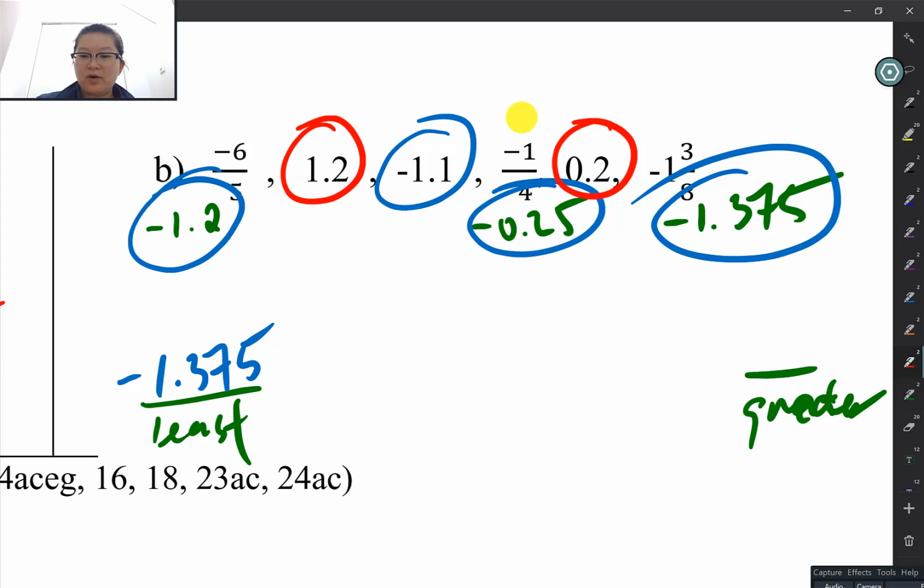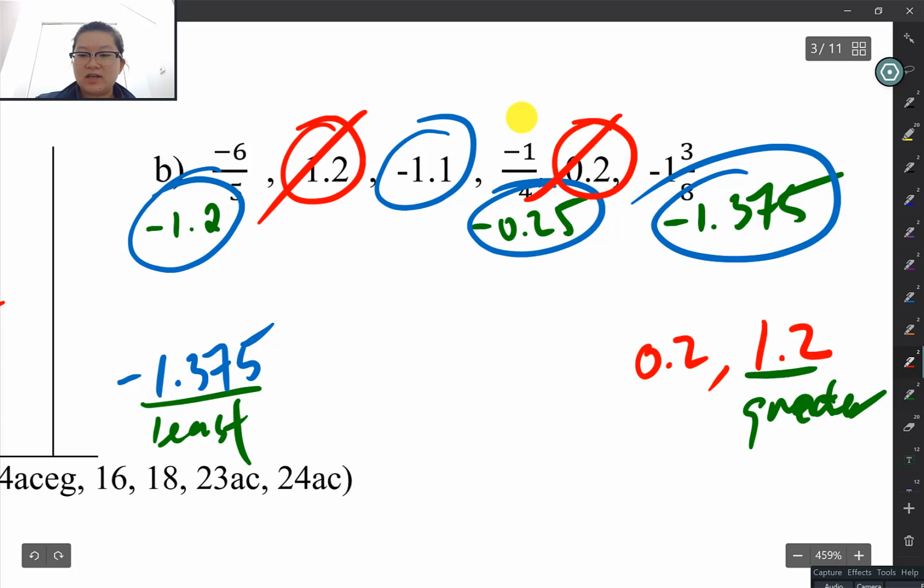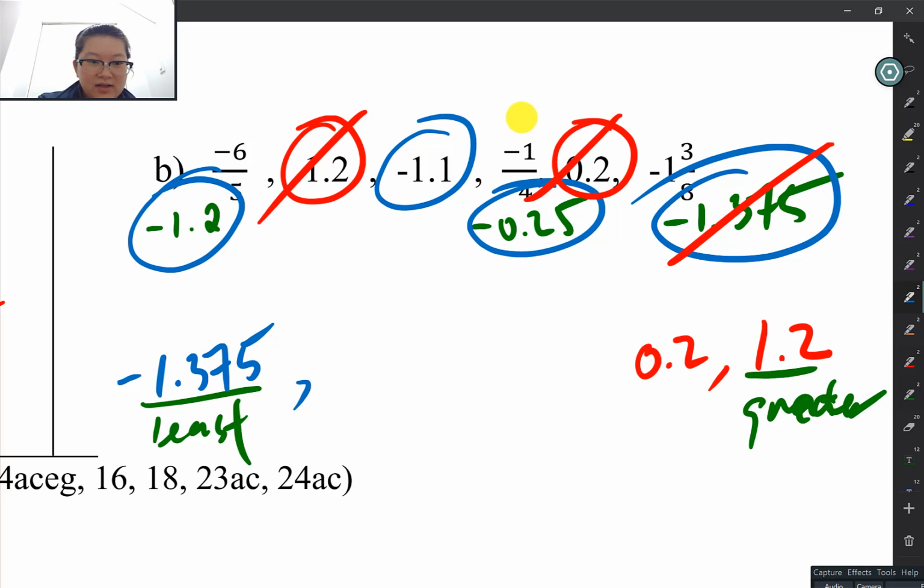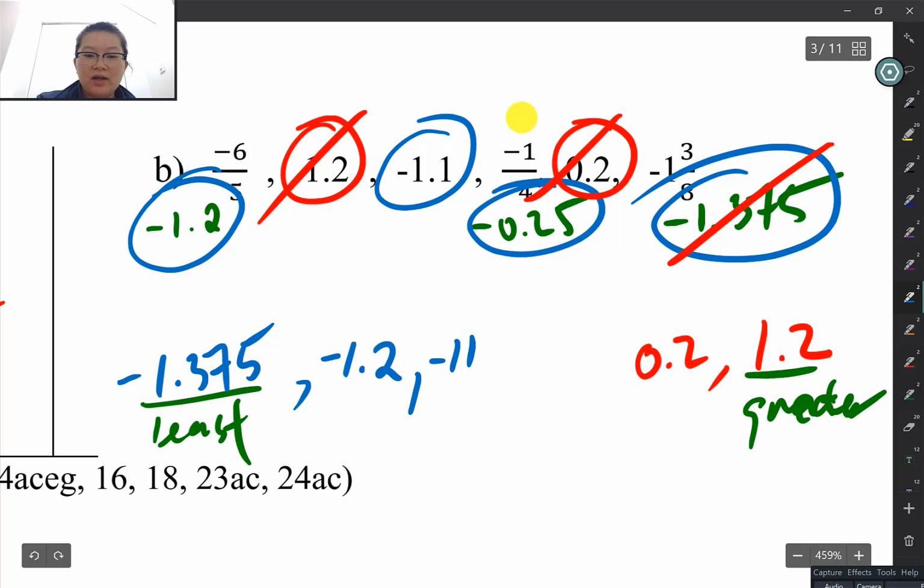And in our positive number set, I have 0.2 and 1.2, okay? And of course, the one that's going to be greater is 1.2. The one that's second greatest is going to be 0.2. Don't forget to cross the numbers that you've dealt with already. We're left with all of these other negative numbers, which then we can do next. Okay, so it looks like negative 1.2 is the largest, well, that number is the most negative. Then we have negative 1.1. And last but not least, we have negative 0.25, okay?